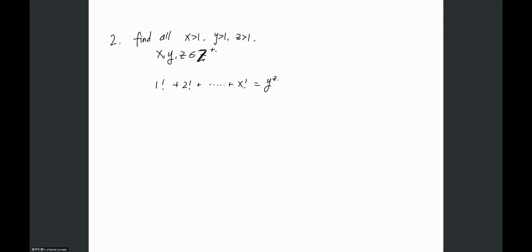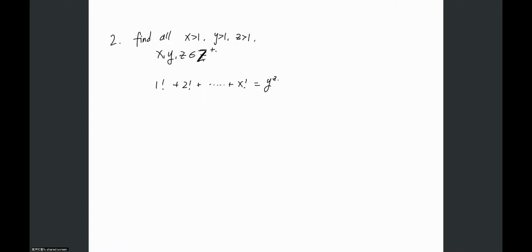Okay, so this is another Diophantine equation I picked, and I didn't know how to do that at first. By observing, I think it's a very strange equation, because the left hand side is a series about factorials and the right hand side is a power. So these two are totally different, right? One factorial plus two factorial.